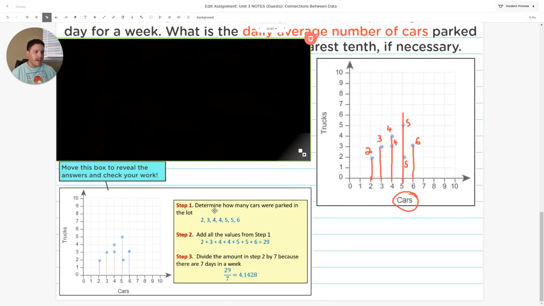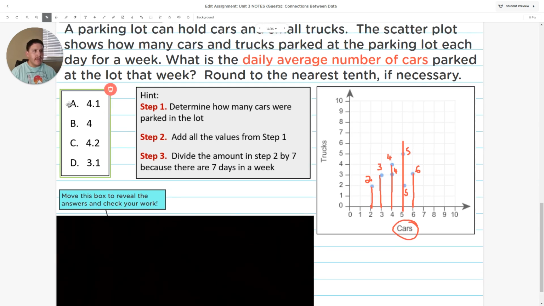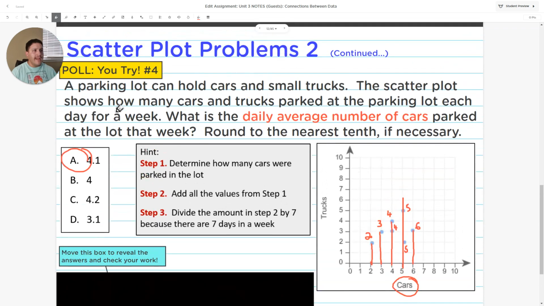You can check your answer right here. About 4.1 cars per day in a week, which means that it should be answer A, actually, when you round this, 4.1. So that's it for You Try number 4.